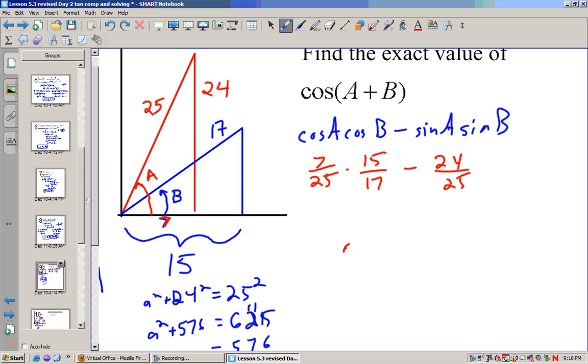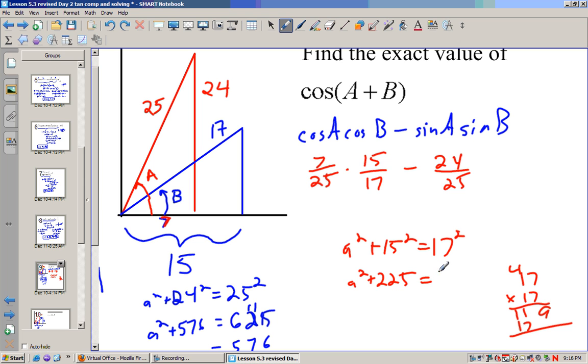So I'm going to say a squared plus 15 squared is going to be 17 squared. So a squared plus 225 is going to be 17 squared, which is going to be 289. If I subtract 225 from both sides, I'm going to get 64. So if I square root it, a is going to be 8. So that's going to be 8 over 17. Alright.